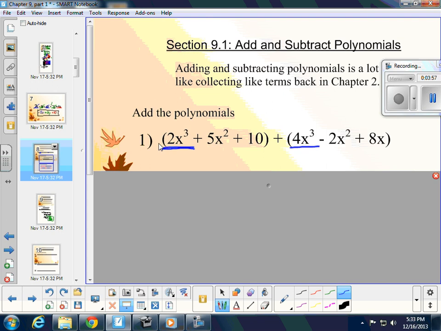But I can add 2x to the third and 4x to the third. And when I add those, again, I add the coefficients because that's what it's telling me to do. 2 plus 4 would give me 6. So now I have 6x to the third.